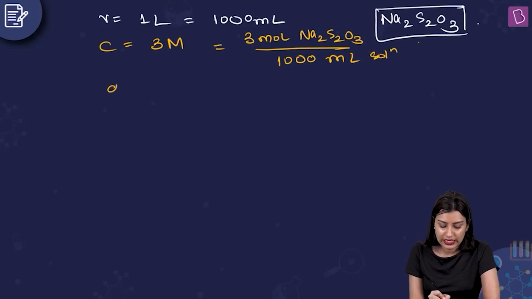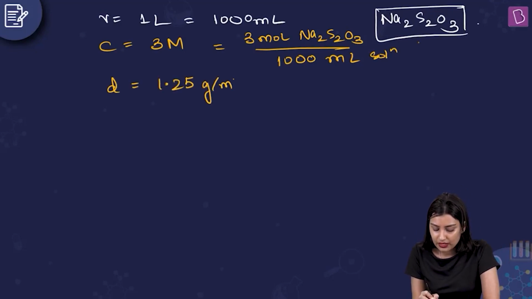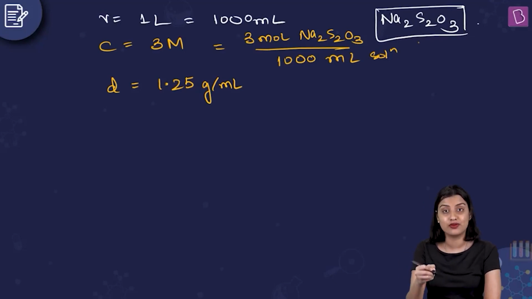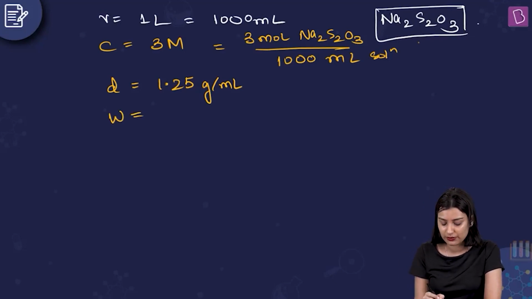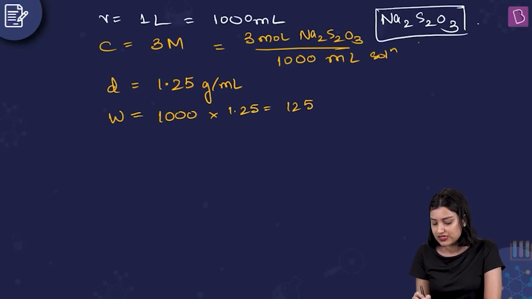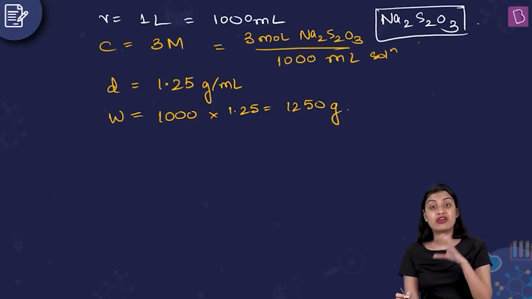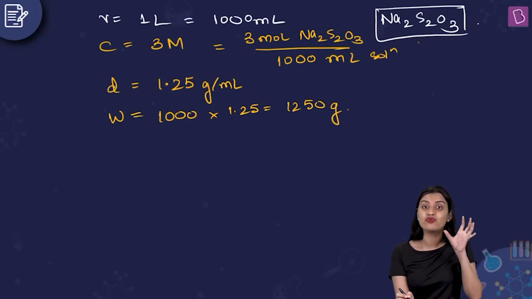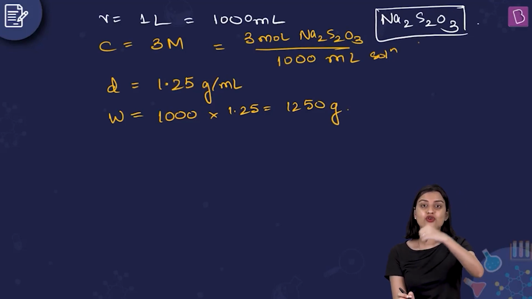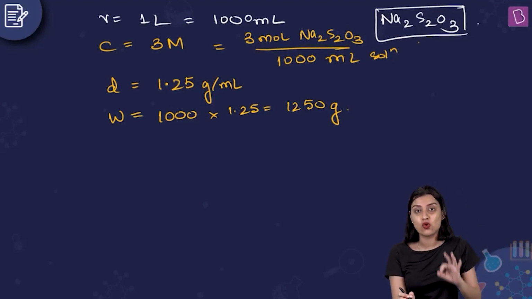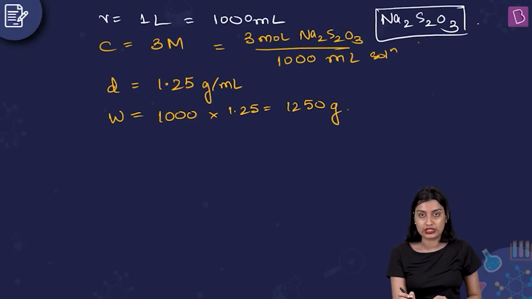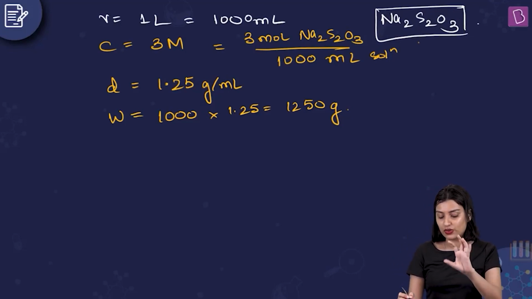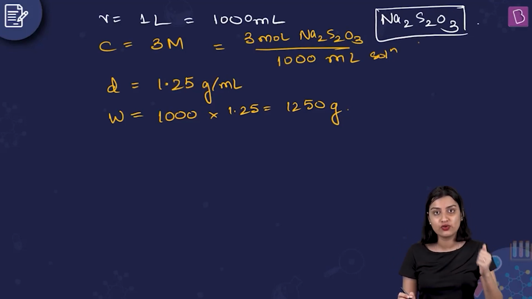Now they have told you that the density of this solution is 1.25 gram per ml. So if I take 1000 ml of solution, then the weight of that solution will become 1000 multiplied by 1.25, which is nothing but 1250 grams. So your weight of 1 liter solution is 1250 grams. Out of this 1250 grams, you have 3 moles of Na2S2O3. So you can find out the weight percentage of Na2S2O3.